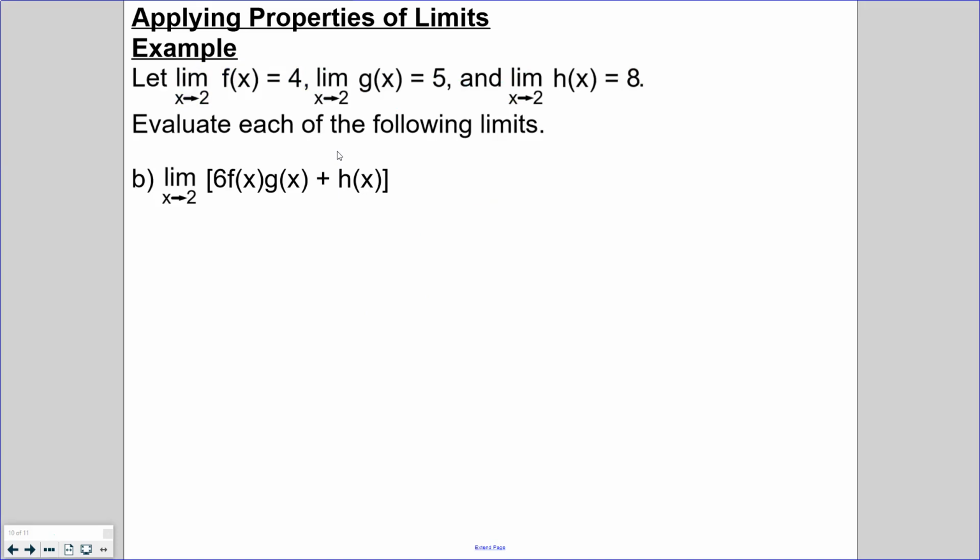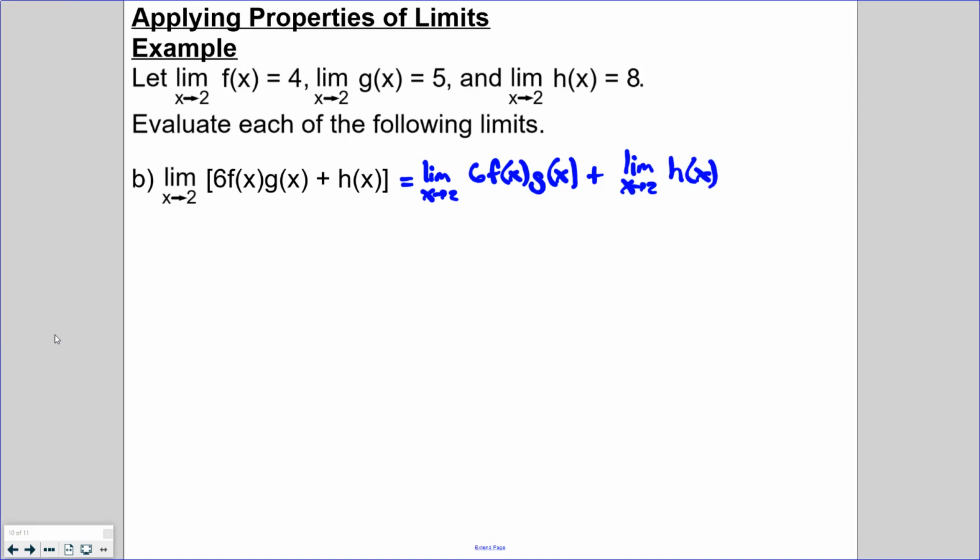Next up, we're going to take a look at the limit as x approaches 2 of 6 f of x g of x plus h of x. So we're going to do a similar thing here where we're going to want to pull everything apart first, and then we can substitute in the values. So I'm going to go ahead and pull apart the addition here. So the limit as x approaches 2 of 6 times f of x times g of x plus the limit as x approaches 2 of h of x.